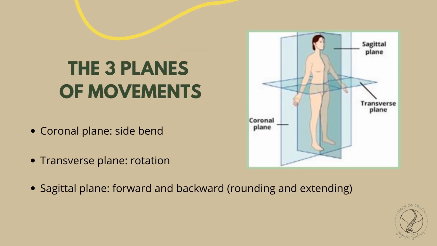The body, and so the spine too, moves in 3 planes or directions. The first one is the coronal plane, which allows all movements sideways, away from the midline. For the spine, it means bending sideways. So here you can see how this plane is particularly relevant for us with scoliosis, where the spine is bent to the side. The second plane is called the transverse plane.